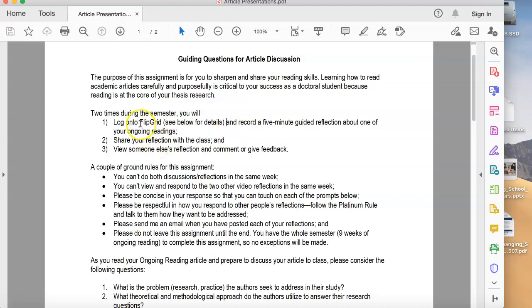We are going to attempt to use this new software, new to me, called Flipgrid. And I want you to use this. You record yourself, either video or just audio, a 5-minute guided reflection about one of your ongoing readings. And you're going to share it with the class. And I want you to view someone else's reflection and comment and give feedback. So I'm trying to make this interactive.